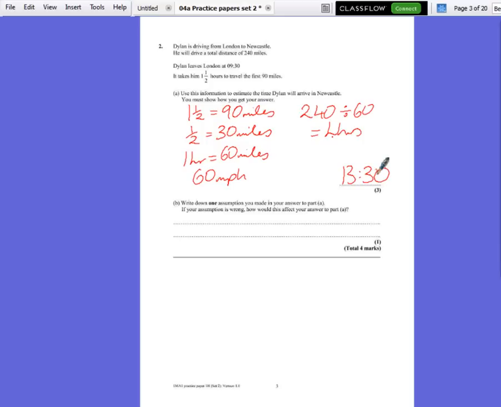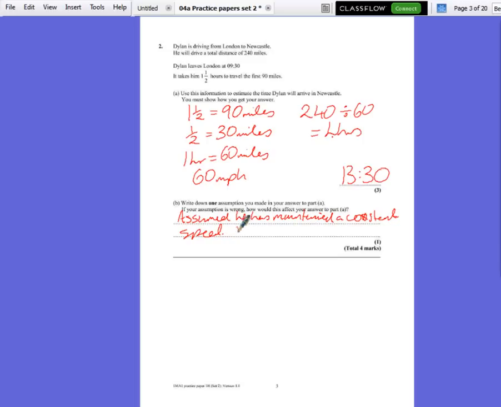Part B, it says write down one assumption that you made. Well, we've assumed that he's kept a constant speed all the way through. Okay, so we've assumed he has maintained a constant speed. It also says what would happen if your answer to part A was wrong.